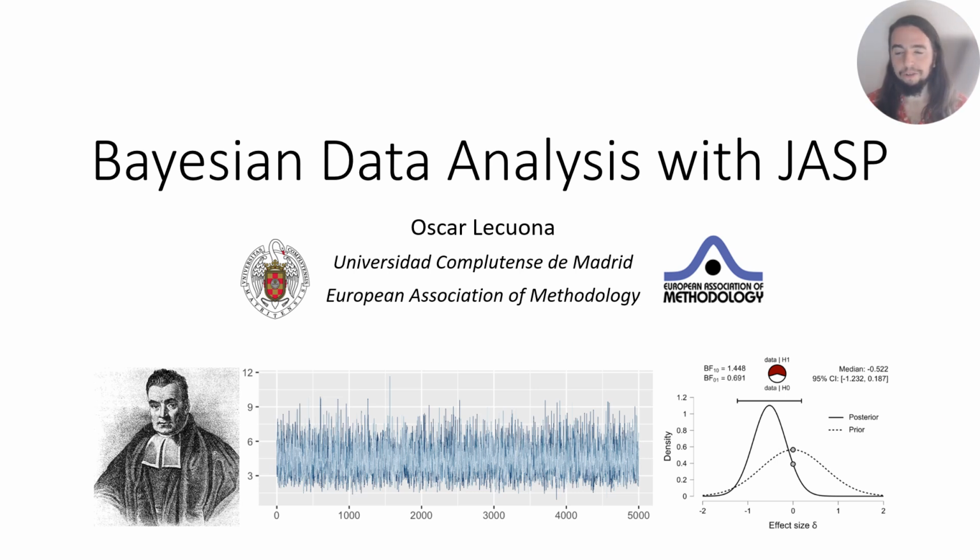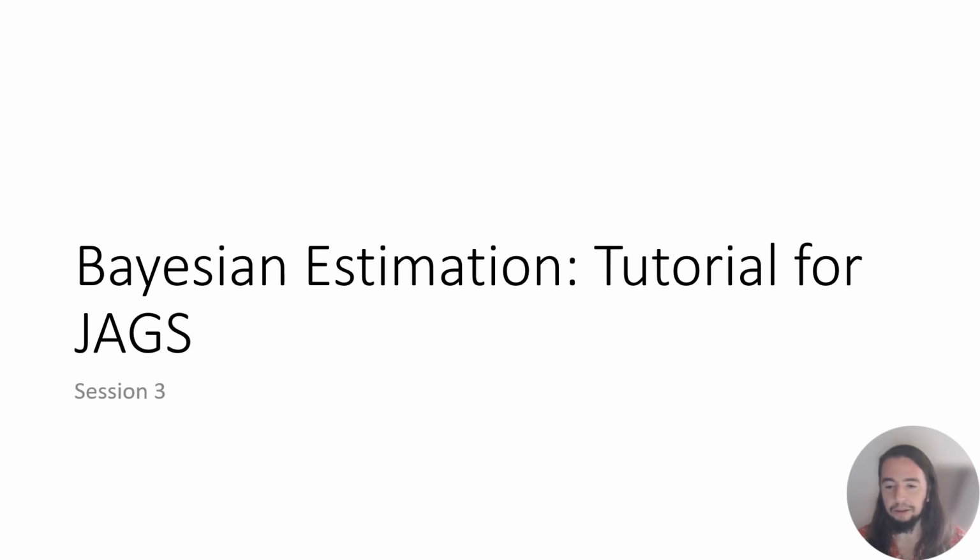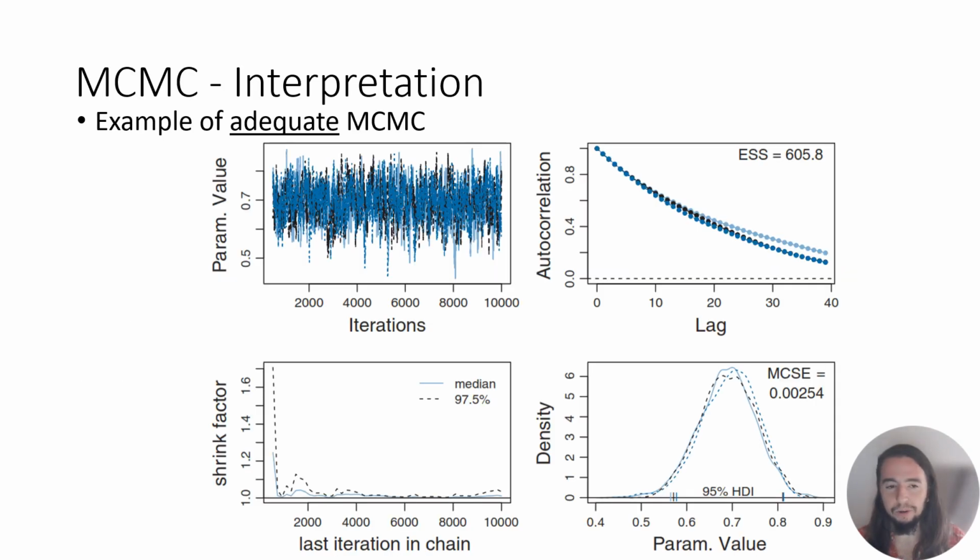Okay, so to finish this session, I will cover a short tutorial on how to do an MCMC estimation with JAGS, and that is basically a short tutorial. So, quick reminder, we want MCMCs to be adequate. Examples of that would be trace plots in a caterpillar shape, autocorrelations descending and without differences between chains, shrink factors below 1.1, density curves of each chain being very similar, and also Monte Carlo standard error and effective sample sizes with reasonable values.